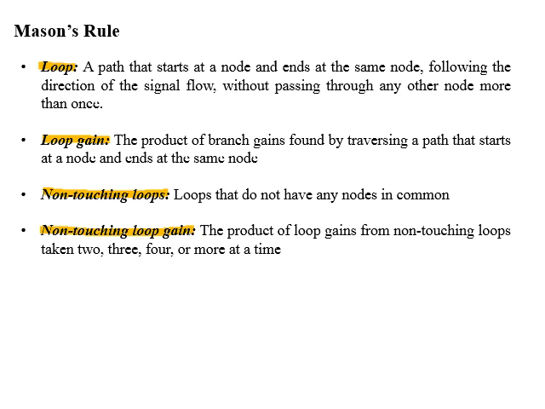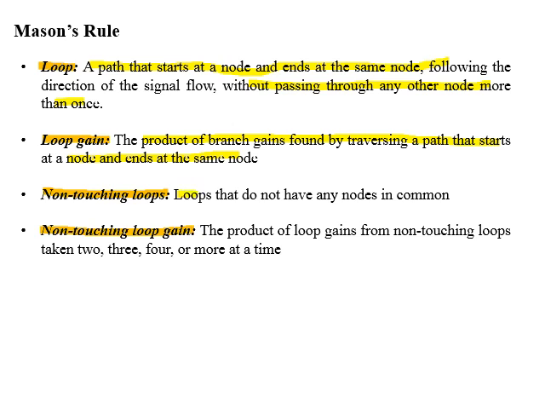Dear students, other terms associated with Mason's rule formula are loop. A loop is a path that starts and ends on the same node, following the direction of the signal flow without passing through any other node more than once. Next term is loop gain. Loop gain is the product of branch gains found by traversing a path that starts at a node and ends at the same node.